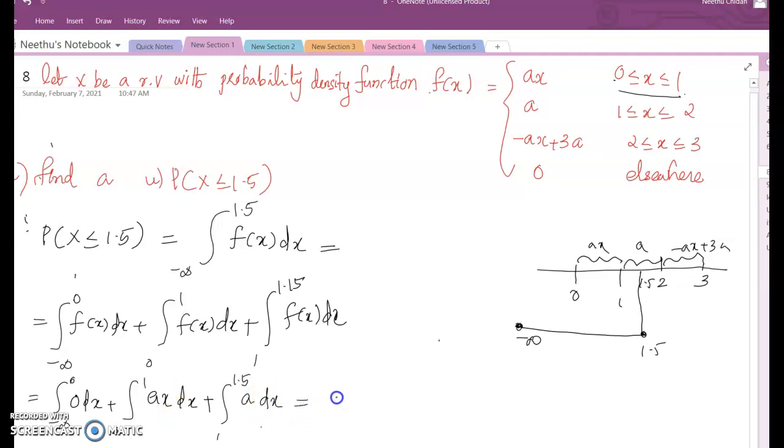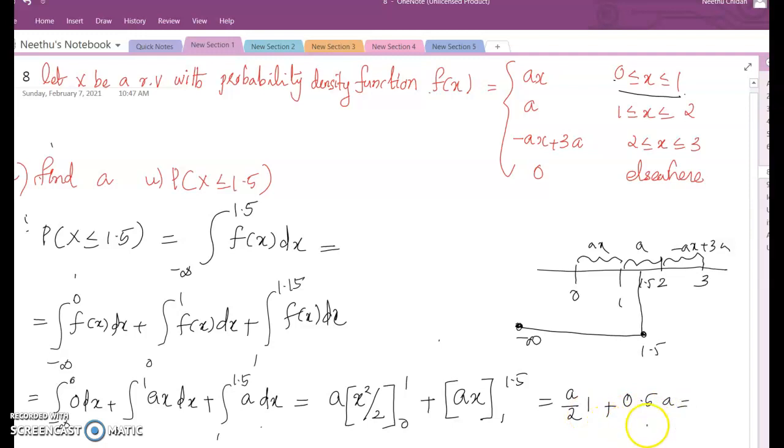Again, the first term is 0. Integral ax is ax square by 2, limit from 0 to 1, plus integral a dx is ax, limit from 1 to 1.5. That is a by 2 into upper limit minus lower limit, 1 square minus 0 square, that is 1, plus a into 1.5 minus 1, that is 0.5a. So a by 2 plus 0.5a gives a. The value of a is already known, 1 by 2, so P of x less than or equal to 1.5 is a, that is 1 by 2.